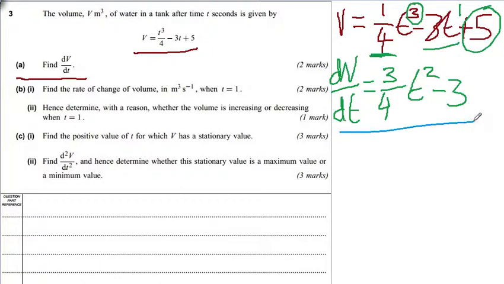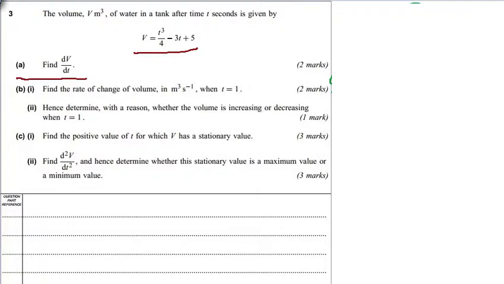Easy as you like. Right, let's make some space and move on to the second part. Part bi: find the rate of change of volume in meters cubed per second when t equals 1. I know it might look a little bit strange if you haven't seen that s to the minus 1 before. You can just think of that as meters cubed over s. When you bring the s up here, it becomes an s to the minus 1. It's just meters cubed per second.